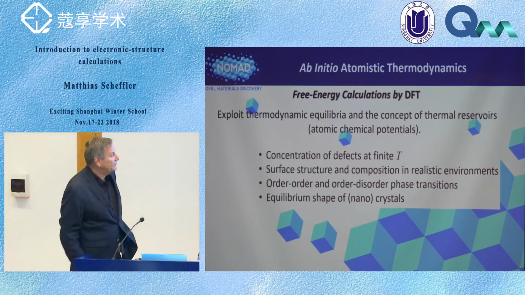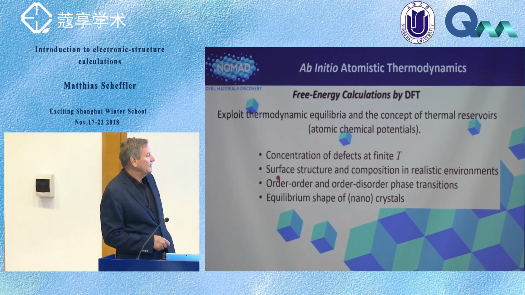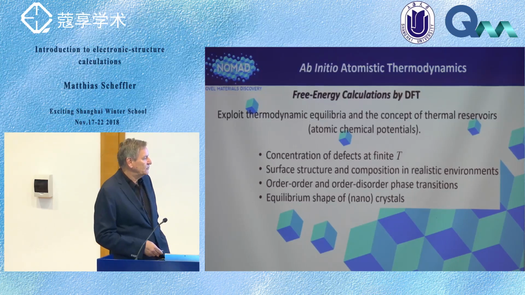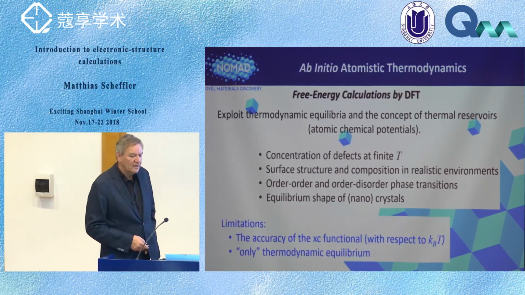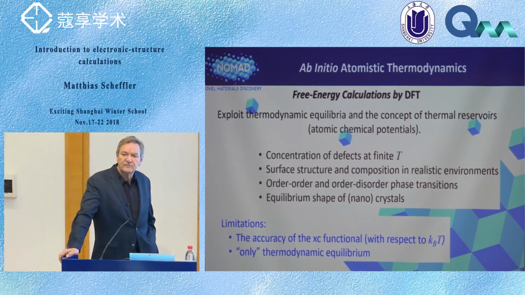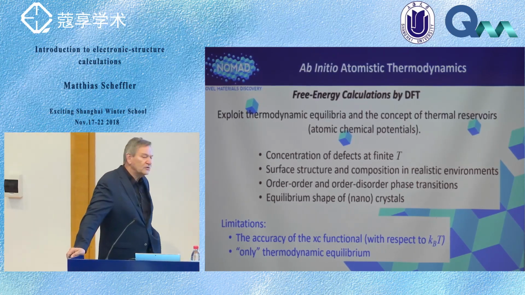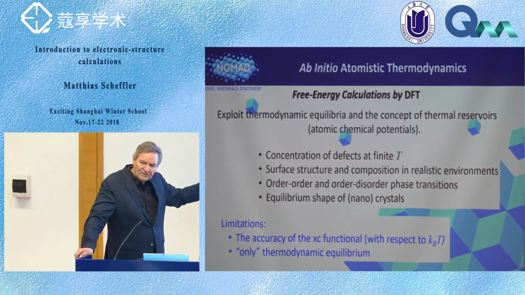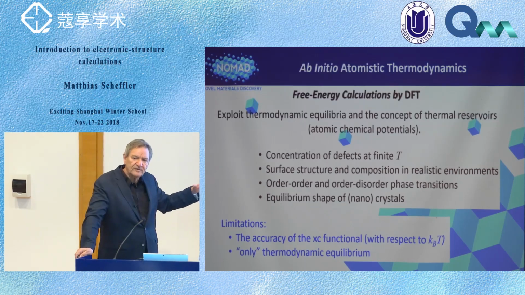So with this thermodynamics, you can do a lot of things for, say, doping and defects. You can look at how many defects are in a sample at a certain temperature, what is the surface structure, considering realistic, really even aggressive environments. You could look at order-disorder phase transitions, and as I just have shown you, the equilibrium shape of crystals. The only limits are, as always, the limits of density functional theory. Is the theory good enough on the kT scale? But in fact, not on an absolute scale. That's what also saves us very, very often.